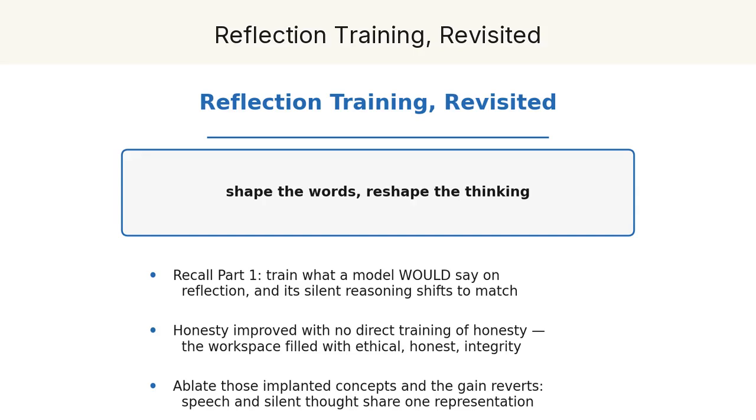So they trained a model to voice principled, ethical reflections, but only if it were interrupted and asked, then never asked during the actual evaluation, and it worked. The model behaved more honestly with no direct honesty training, its workspace filled with ethical, honest integrity, and the clincher, ablating exactly those implanted concepts reverted the improvement. Speech and silent thought are the same representation. Shape one and you shape the other.